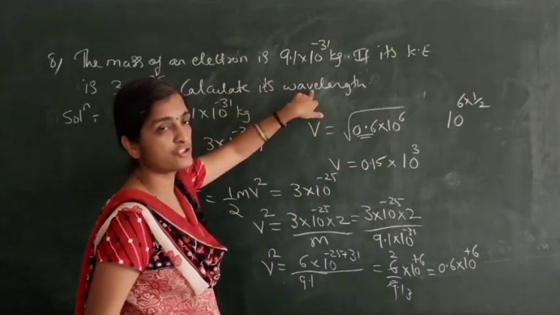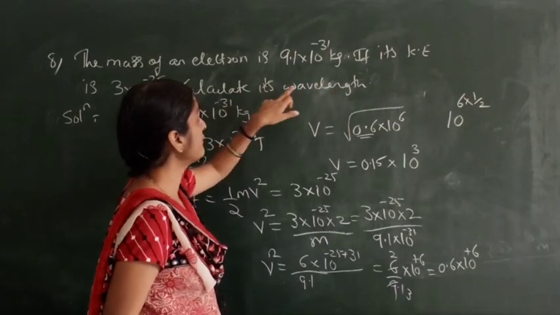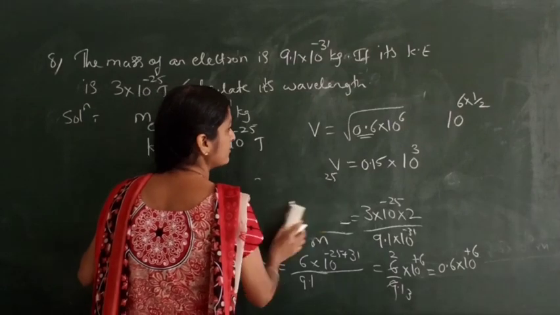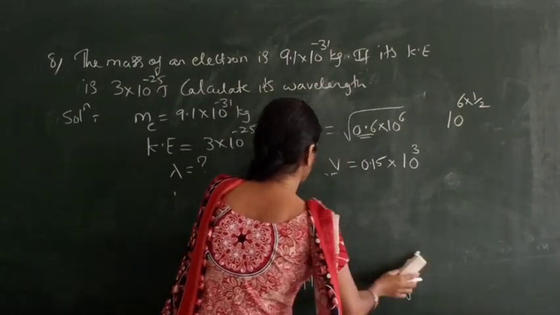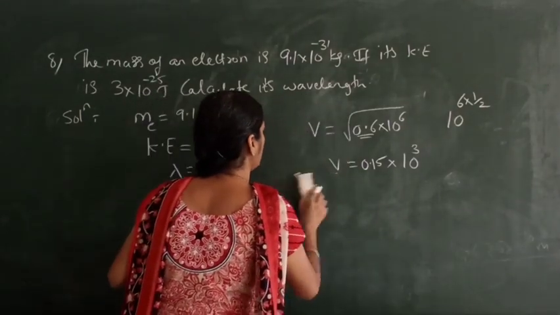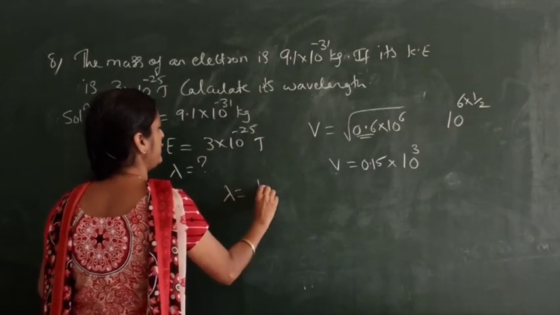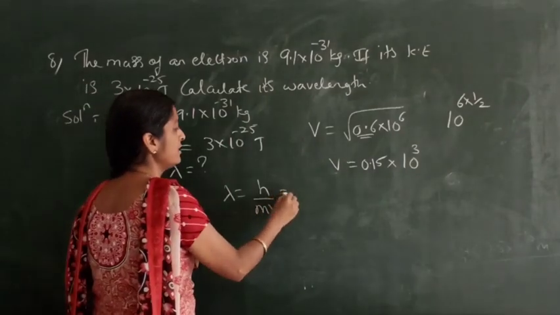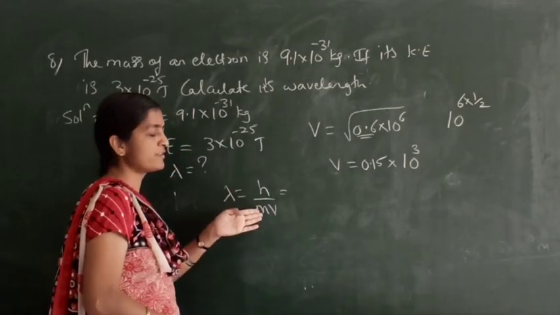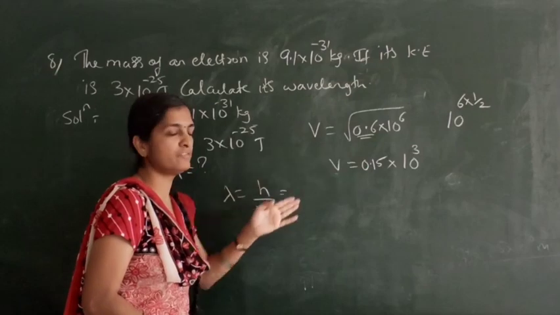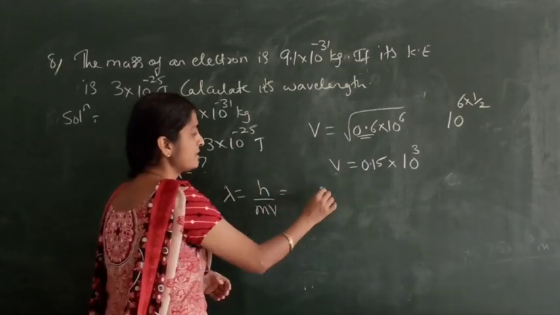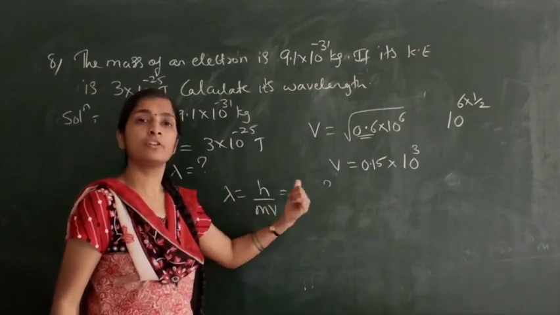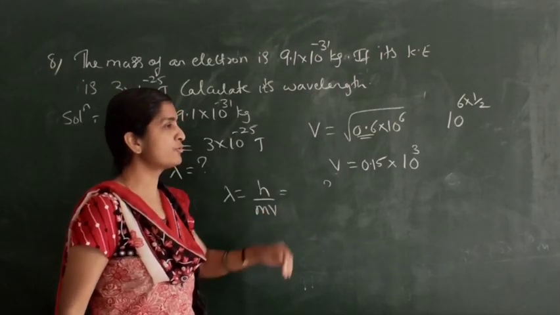Now using the velocity you can find out the wavelength. How can you find out the wavelength using the velocity? Again you are going to use de Broglie's relation. So what is de Broglie's relation? Lambda is equal to h divided by m into v. You know the value of Planck's constant, you know the mass of the electron, you know the velocity of the electron. So substitute the values and find out the value of the wavelength. You can do it yourself. Okay, so we move on to the next problem.